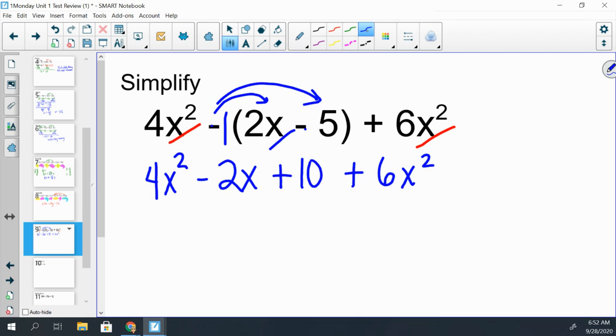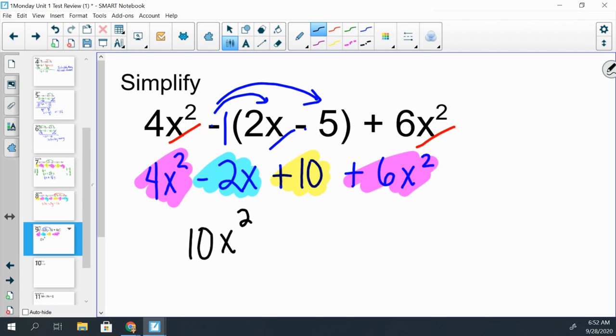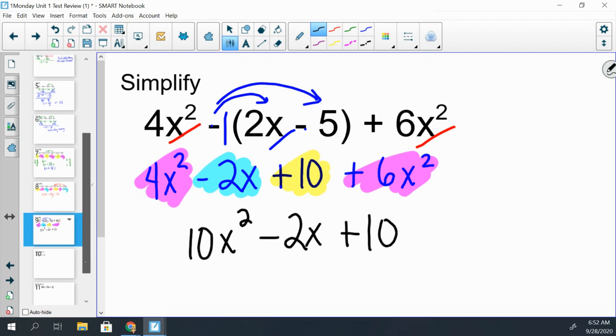So what can I put together? Well, I can put together this and this because they match. The other ones don't match. X does not go with anything, so it's on its own, and so is the 10. So what I can do is put 4x squared and 6x squared together. We just add the coefficients like we did before to get 10x squared. And then the others are just going to be listed out. So minus 2x and plus 10 because they can't be combined with anything else. So that would be our answer.